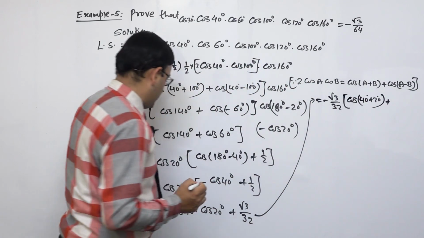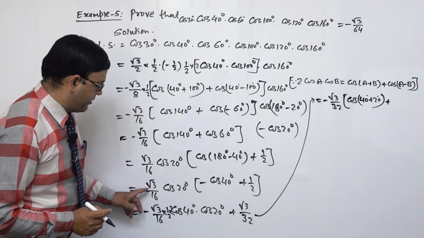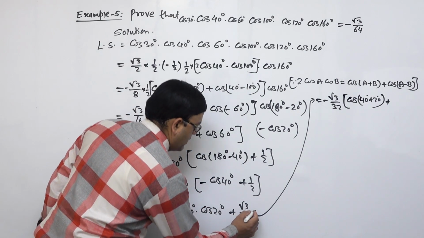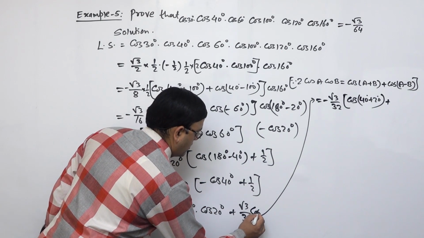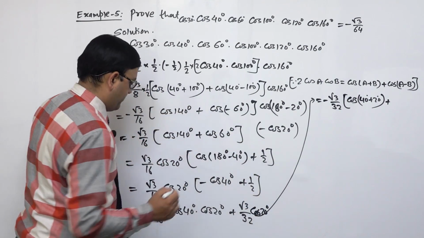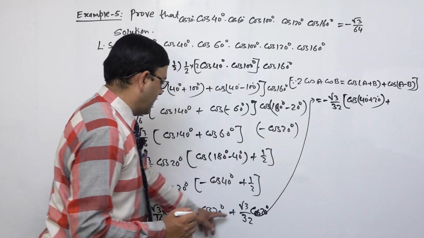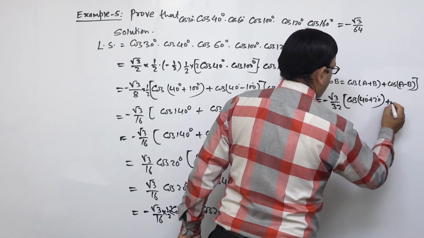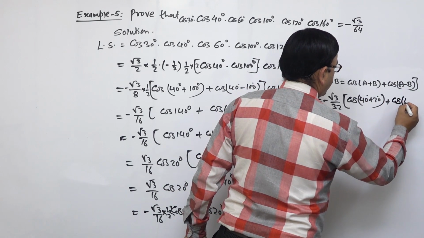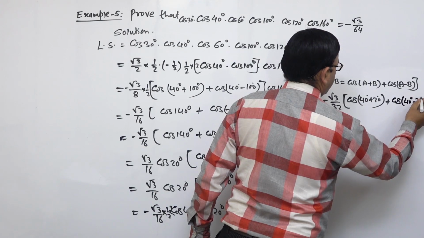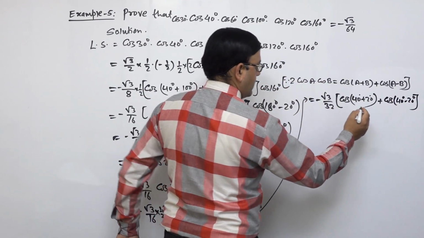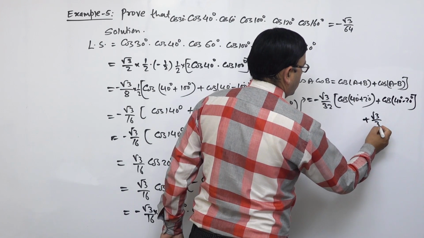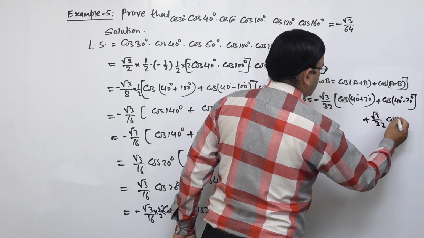we have here again, if we multiply root 3 by 16 cos 20, then it will be root 3 by 32, and then here is cos 20 degree also. Now we have root 3, here is cos(A+B) plus cos(A-B), means 40 degree minus 20 degree. And then again we have left plus root 3 by 32 cos 20 degree.